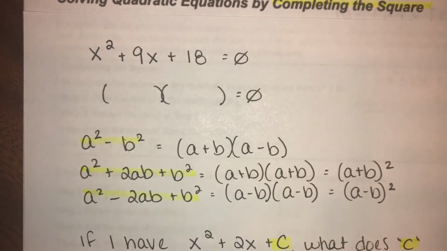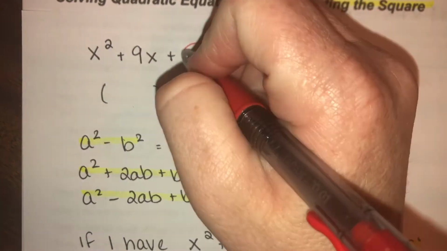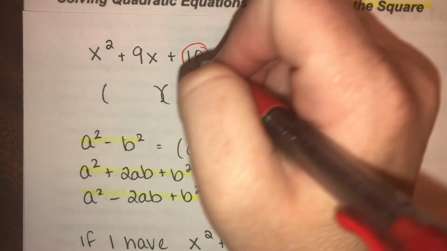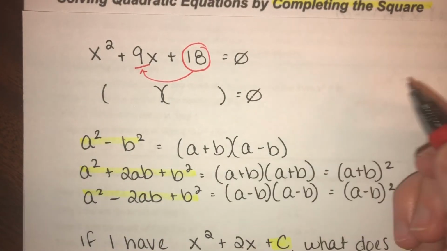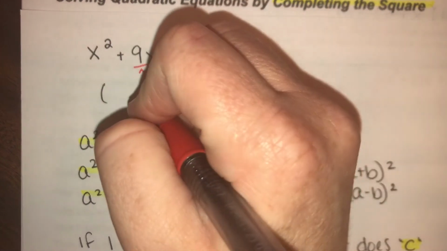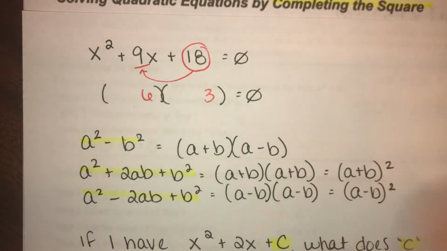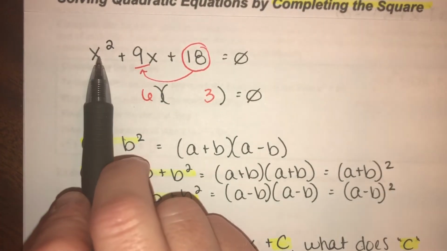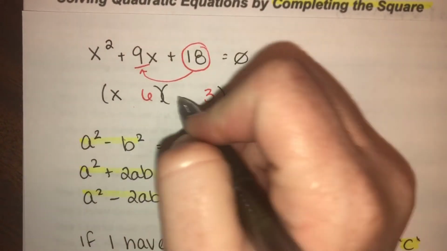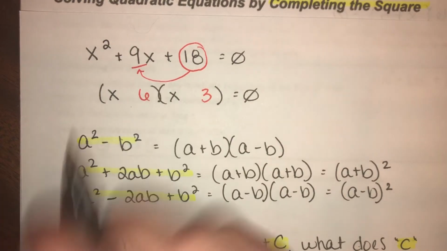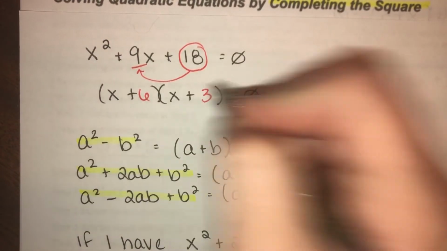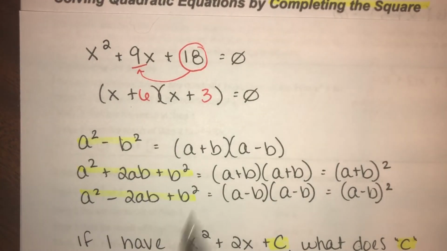So when I factor, I want to come up with all of the factors of the last term that add up to this middle term. So all of the factors of 18 that add up to 9 are 6 and 3. So I'm going to put a 3 here and a 6 here. And since the first term is x squared, x times x is x squared. And then all of our signs are pluses. So all of my signs in my binomials are going to be pluses. So I factor it to this point, and then I can continue on.